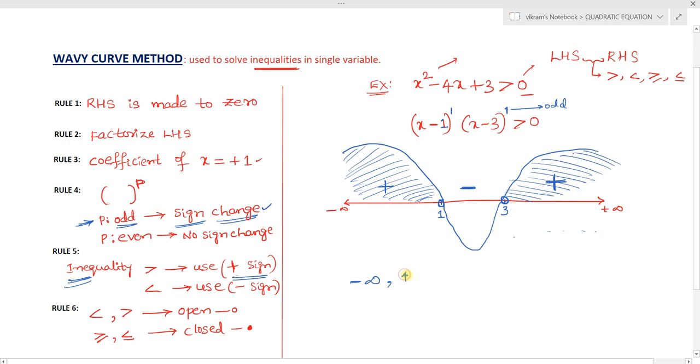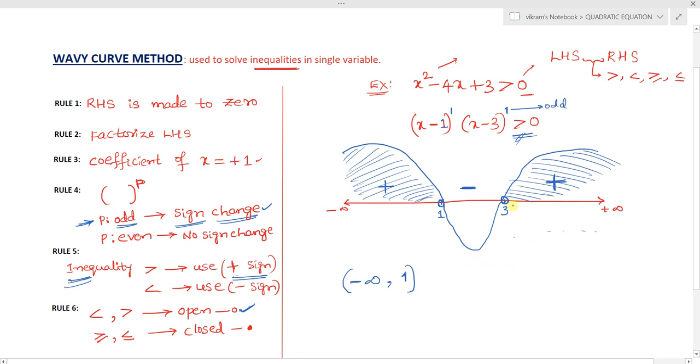Minus infinity comma 1, and here is it greater than, or greater than or equal to, less than or equal to? It is greater than only. The inequality is given simply as greater than. So if it is greater than, how do we use the braces? We have to use an open brace. At 1 we use an open brace, and minus infinity is always represented with an open brace.